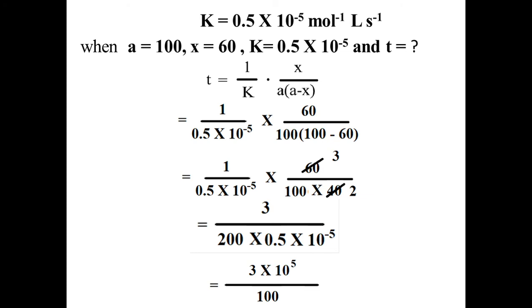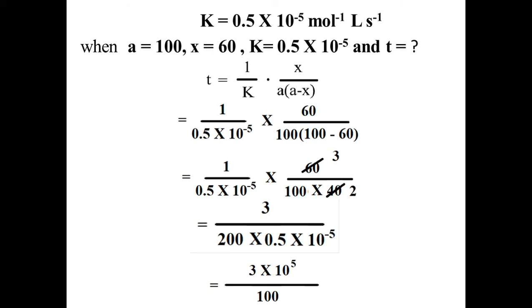In the next step, what will be calculated? The t value, that is time. What is given? A is equal to 100, x is equal to 60, k has been calculated, k is equal to 0.5 into 10 to the minus 5, and t must be calculated. The formula of second order reaction: t is equal to 1 by k into x divided by A into A minus x. Next step: 1 divided by the k value that has been calculated, 1 divided by 0.5 into 10 to the minus 5, into 60 divided by 100 into 100 minus 60. Next, 100 minus 60 is 40.